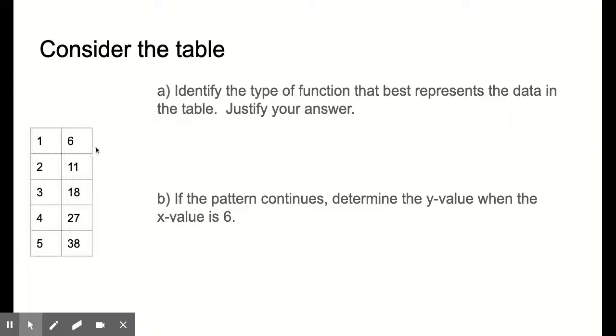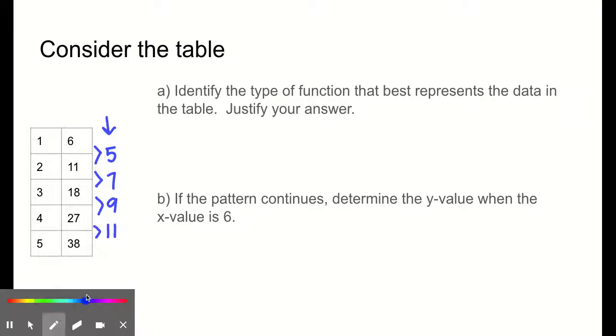So right here, I'm looking first for a common first difference. So the difference from 6 to 11 is plus 5. From 11 to 18 is plus 7. From 18 to 27 is plus 9. And from 27 to 38 is plus 11. So here, we do not have a common first difference, which means that this is not a linear function.